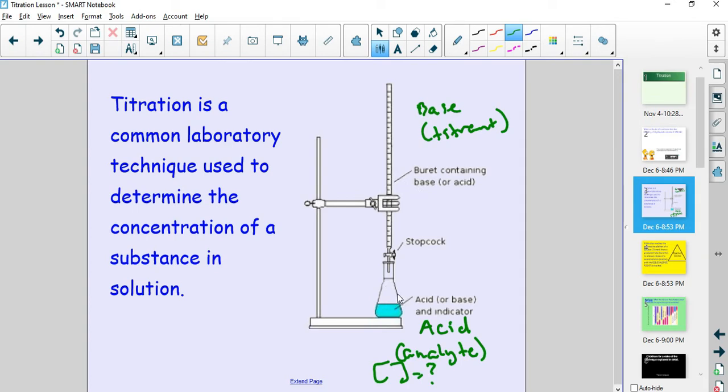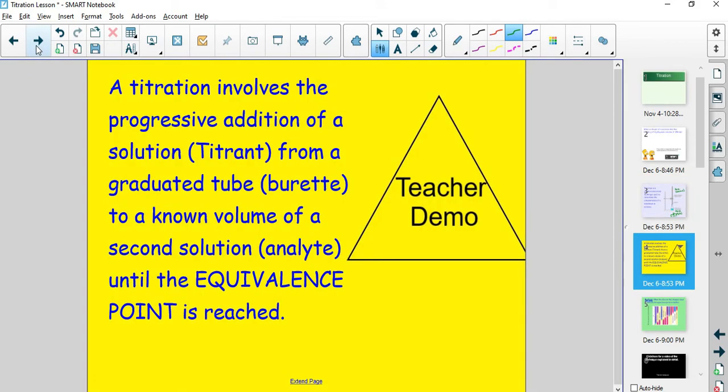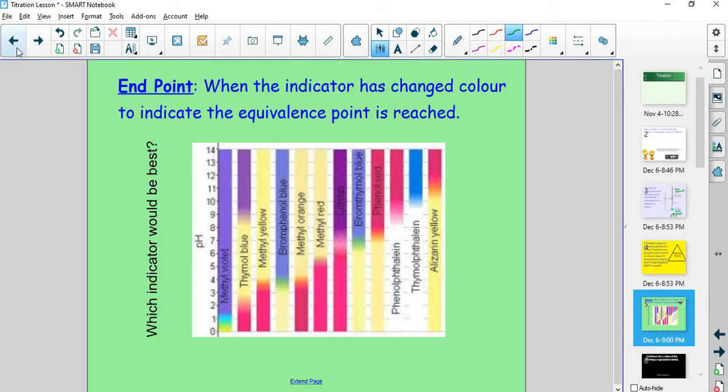But for most of our examples, we're going to do a base in your burette and an acid in your flask. Okay, so what if you do drop a base into an acid? Do you know that we're going to get neutralization occurring? Okay, now here is where I would usually have performed a demonstration for you. Okay, now what happens inside that Erlenmeyer flask is you get neutralization.